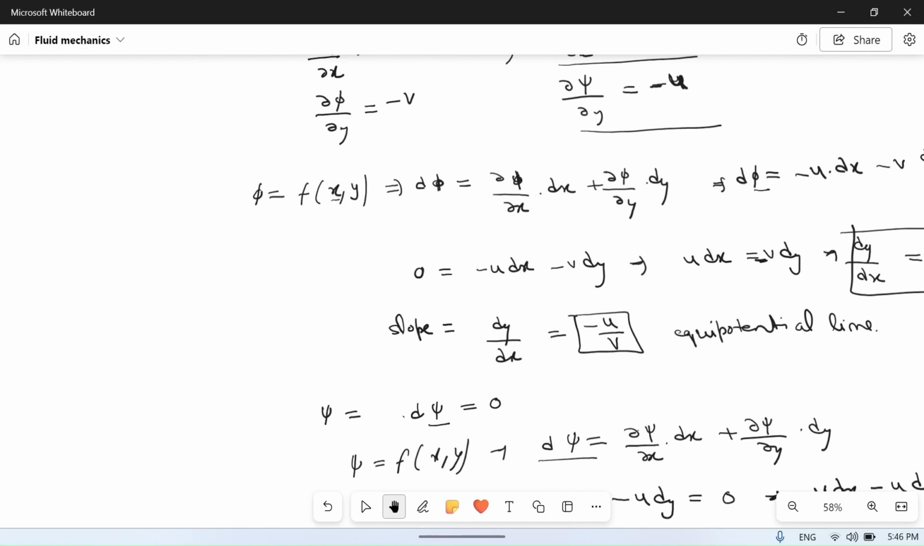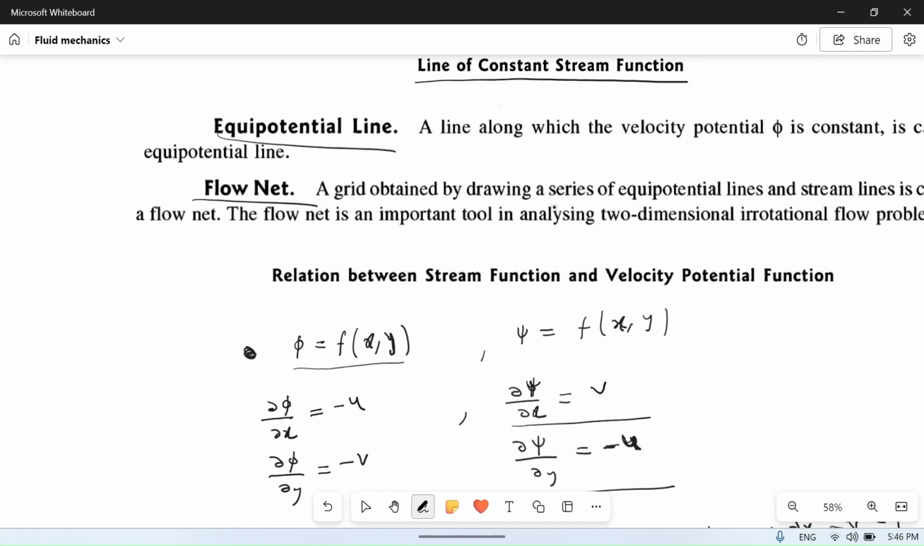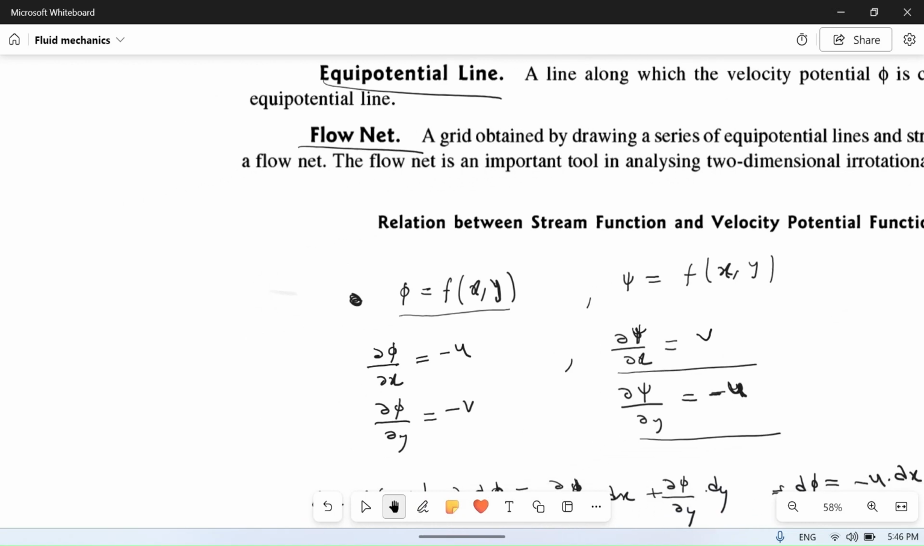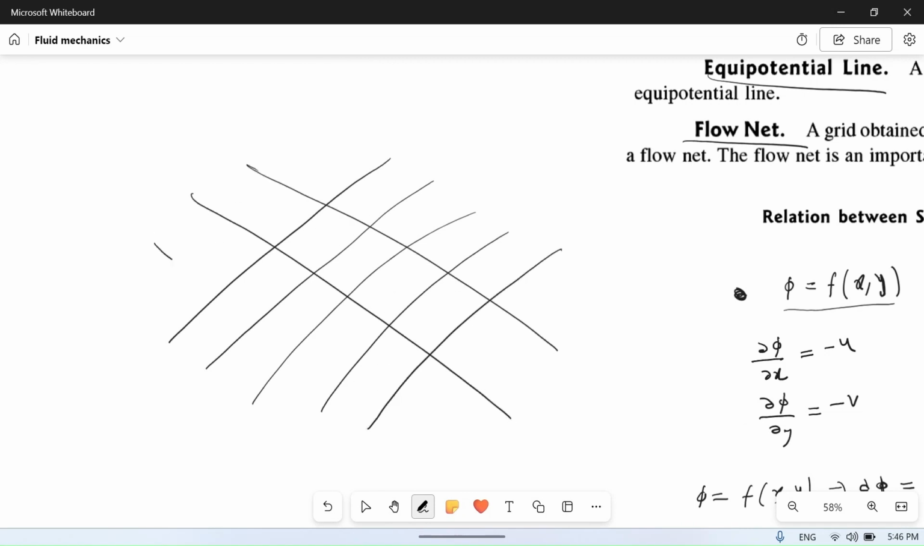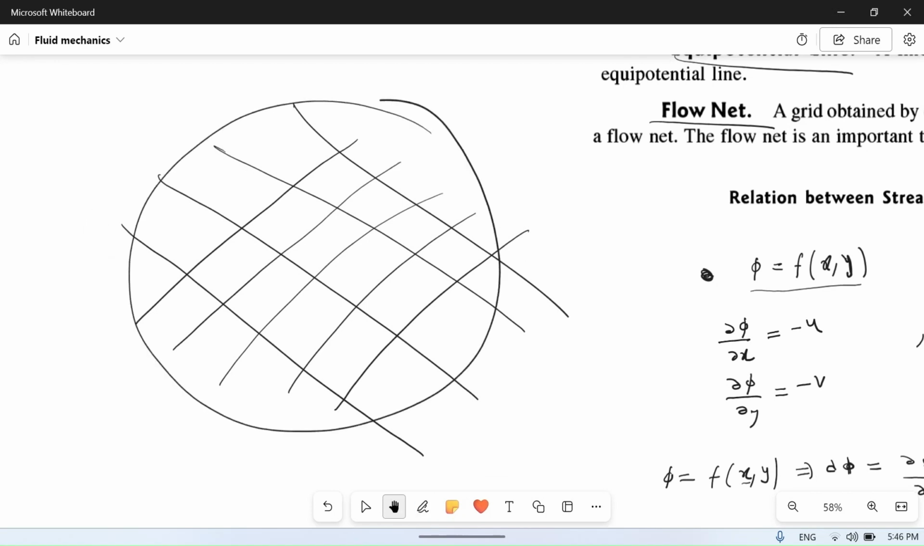And from this property we will get another thing which is called flow net. So what is flow net? A grid obtained by drawing a series of equipotential line and stream function line is called a flow net. The flow net is an important tool in analyzing two-dimensional irrotational flow problems. Okay, so if this is equipotential lines, then this is constant stream function line, and these two will be always at 90 degrees or perpendicular to each other. And this grid which is obtained by drawing this is called the flow net. So this is flow net.